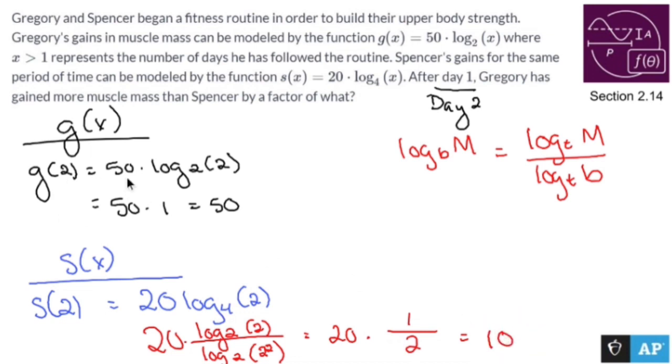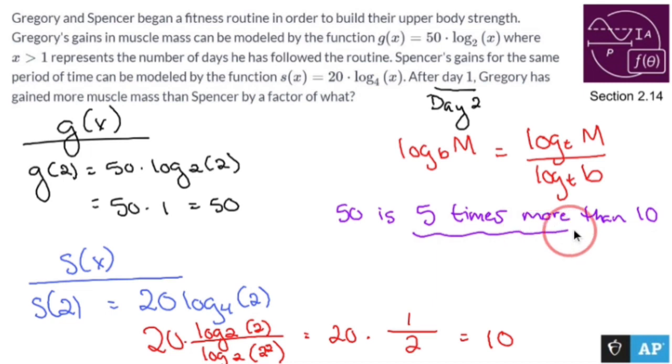So after day 2, Gregory is at 50 and Spencer is at 10, and the question is how much more muscle mass, by a factor of what? Well, 50 is 5 times more than 10. So that'll be our answer. Not a fun problem, very difficult in my opinion, but yeah, we did it.